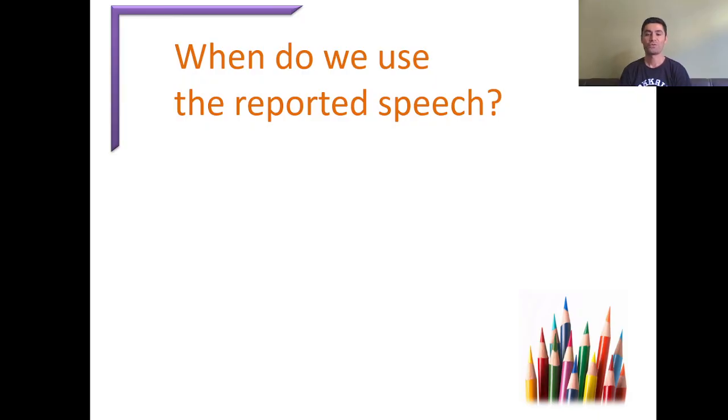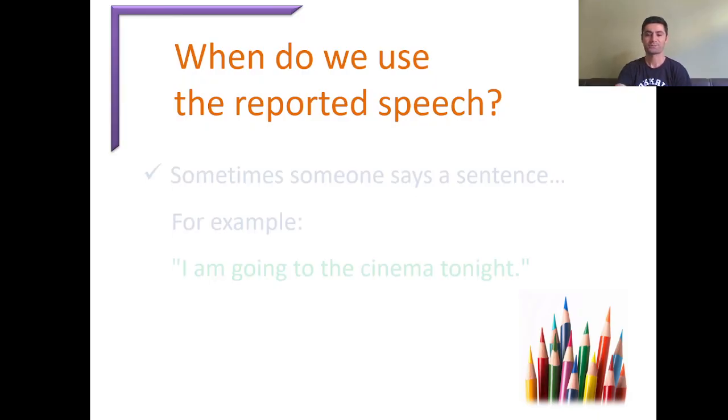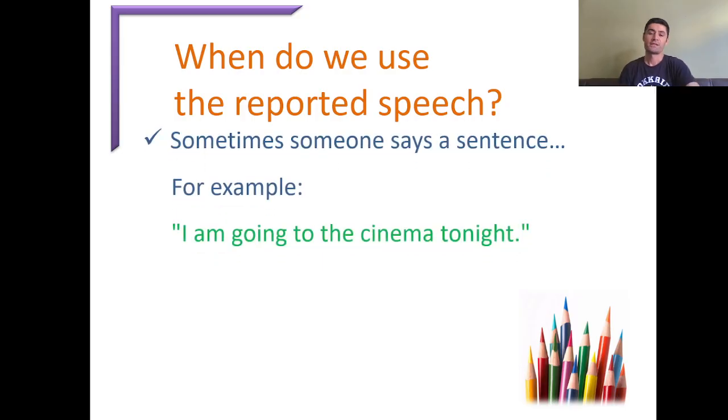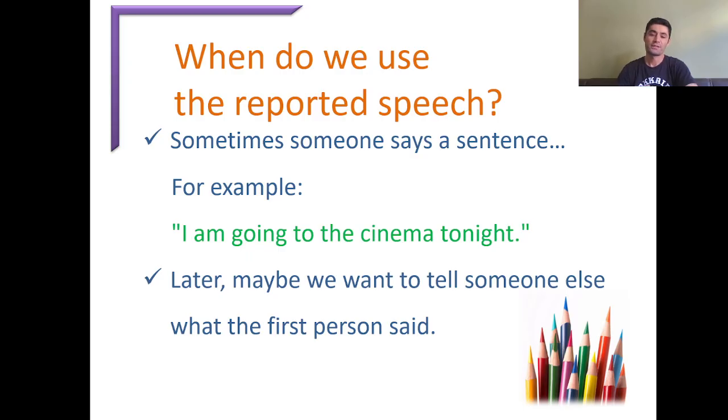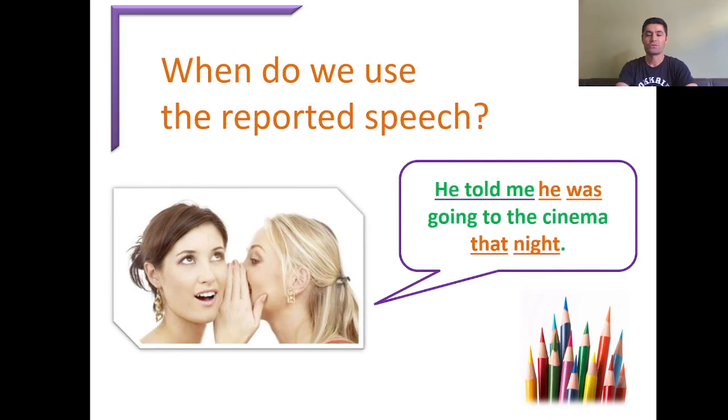First, when do we use reported speech? Sometimes someone says a sentence, for example, I'm going to the cinema tonight. Later, maybe you want to tell someone else what the person said. Like when one of your friends says something to you, you want to say it to another friend of yours. This is how you report your friend's sentence. He told me he was going to the cinema.